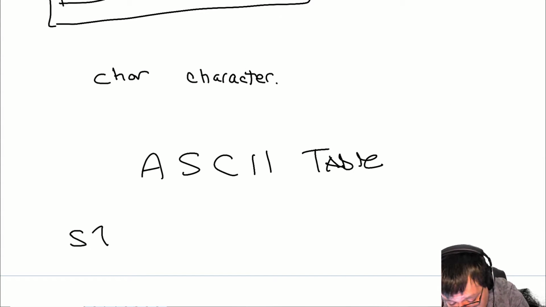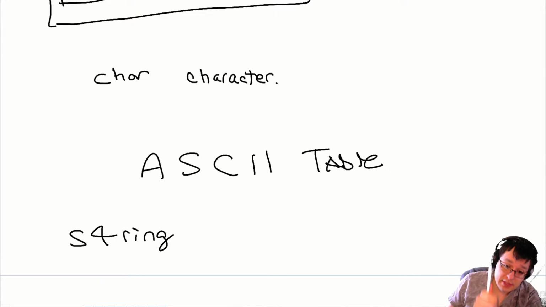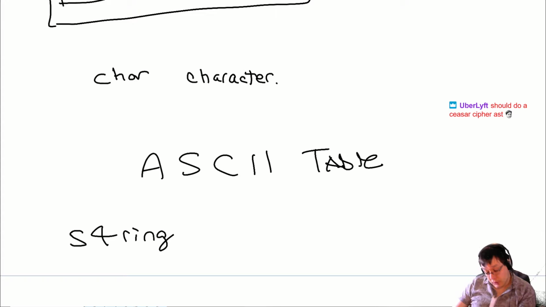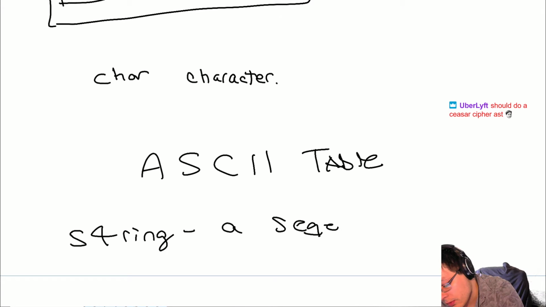Finally, we have string. String, however, is not a built-in data type. This is a big misconception in C++ at least. String is not built in. What is string? String is a sequence of zero or more characters. If I can spell sequence.